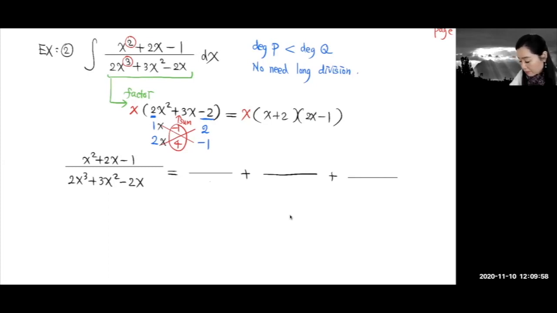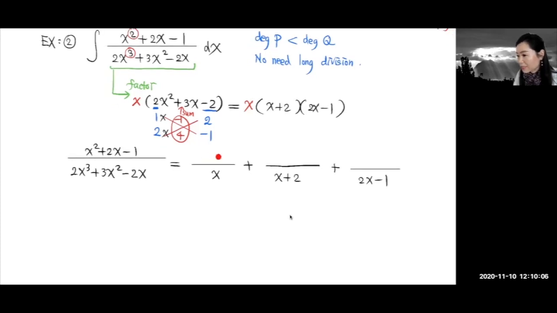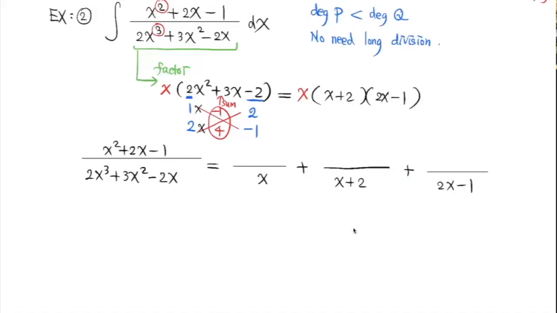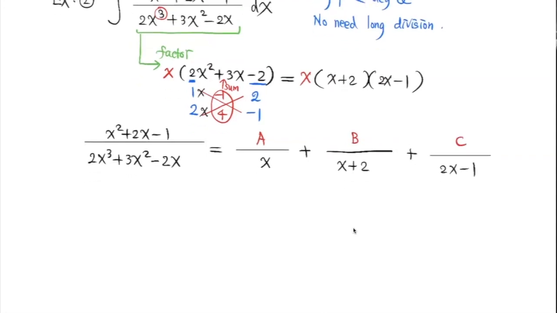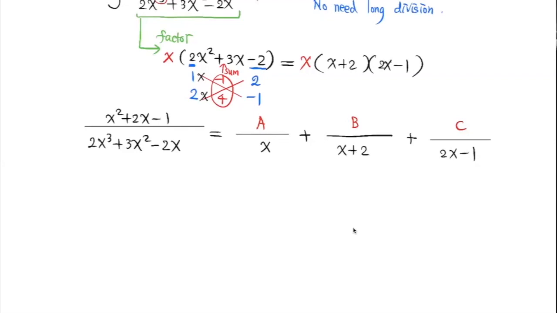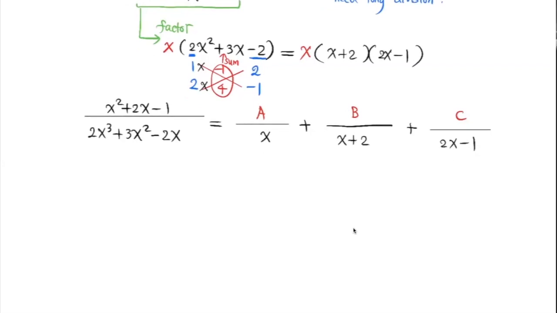So the first one we have x in the denominator, x plus 2, 2x minus 1 here. So what should I put on top? What should I put up here? A. A, okay. So A, and then here will be B and C because they are linear. So up here will be numbers. Over here, because they are all linear, up there will be all numbers.